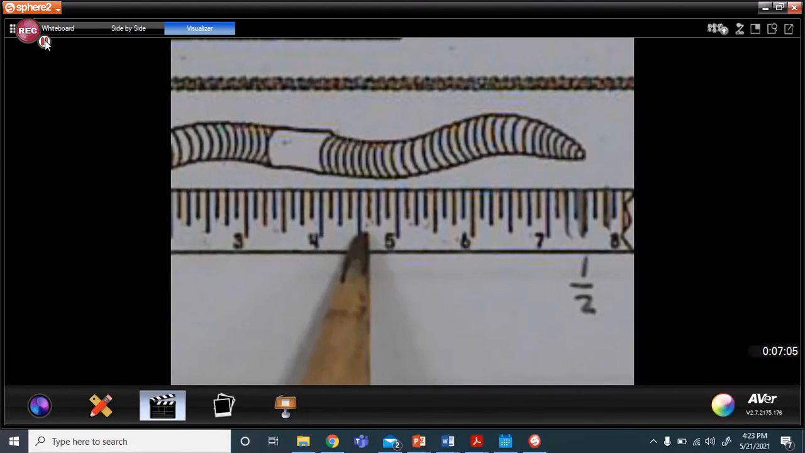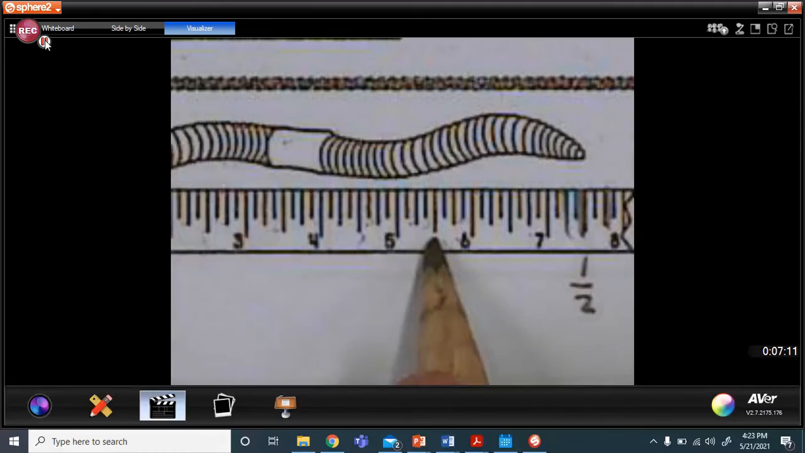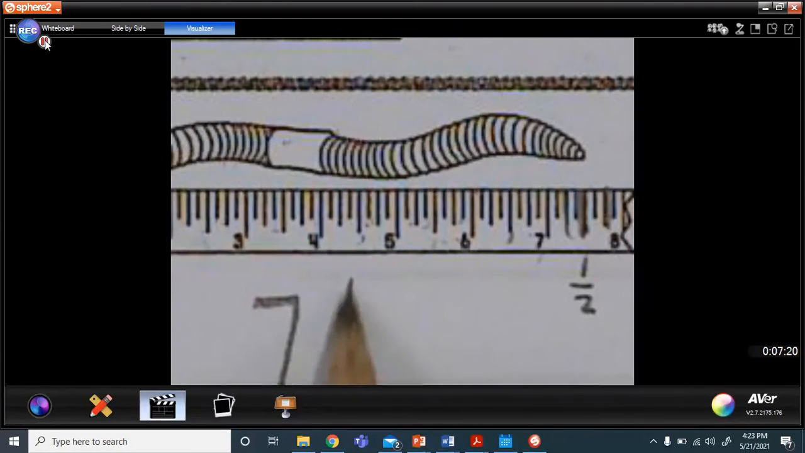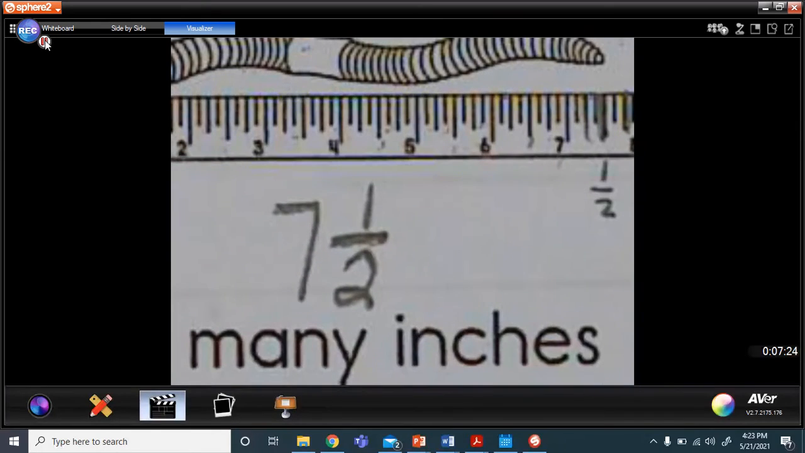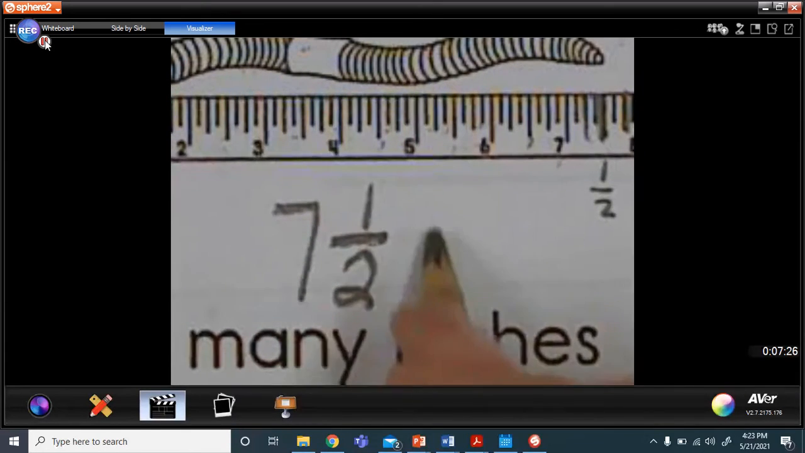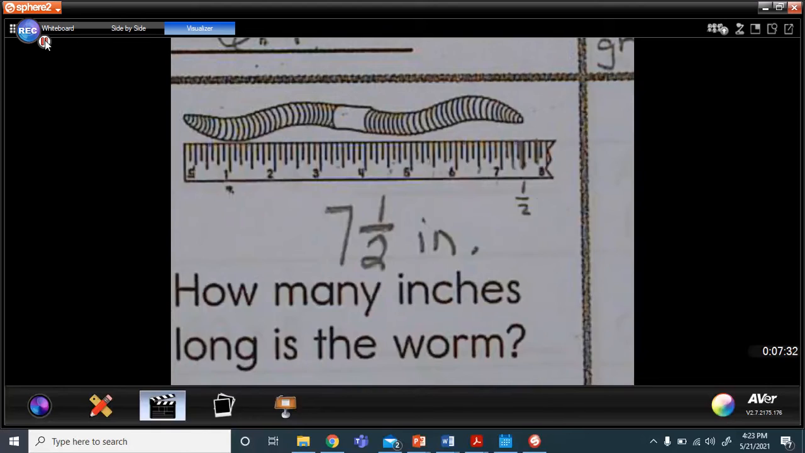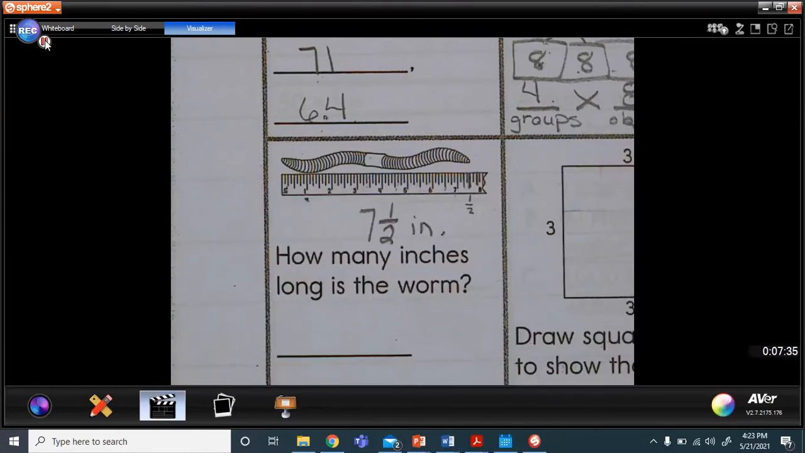Our whole inches are broken up into fractions in between. So there's 4 and a half, 5 and a half, 6 and a half, and this is going to be 7 whole inches and half of another. So 7 and a half inches is the length of that earthworm.